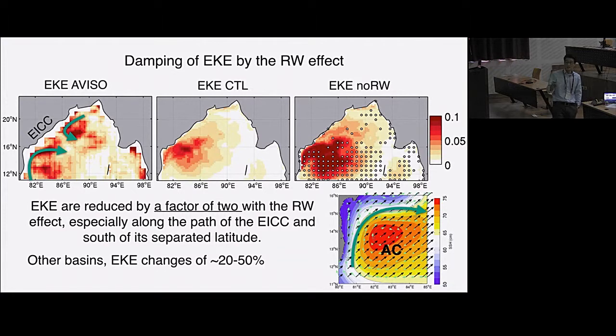And again, this is the area of this very strong anticyclonic eddy. So this is a climatological sea surface height. You can see that the wind is southwesterly, and there's a very prominent anticyclonic eddy circulation here, south of the separated latitude of the EICC.